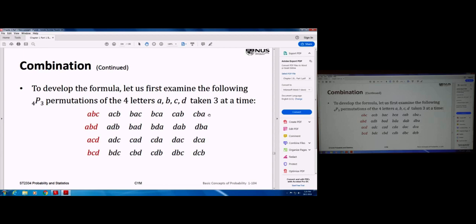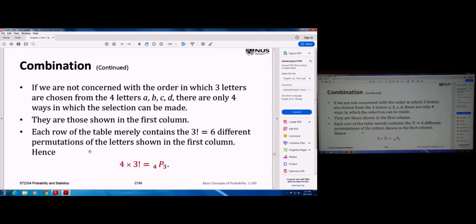So permutations care about the ordering, and I get 6 as the contribution to my permutations, but for my combinations I only get this one. It's the same across this matrix: ABD, for example. There are 6 possible ways I can choose ABD, but for combinations I only care about this one, and similarly this one, and this one.